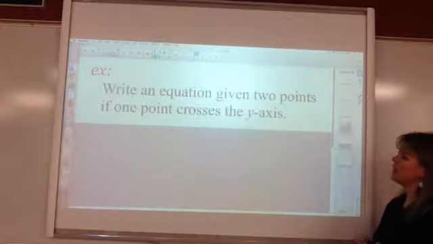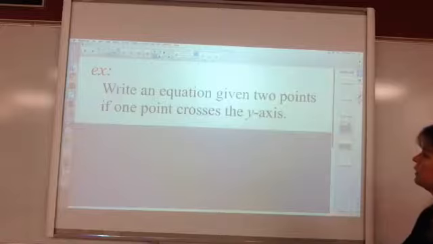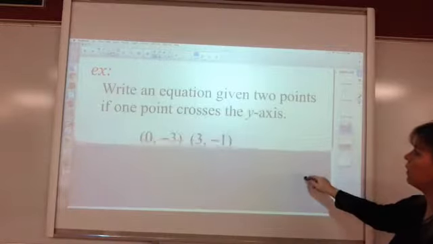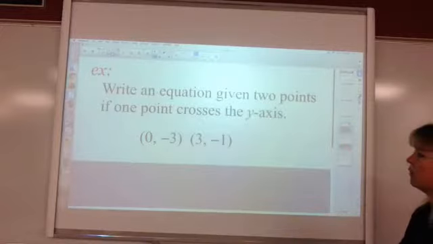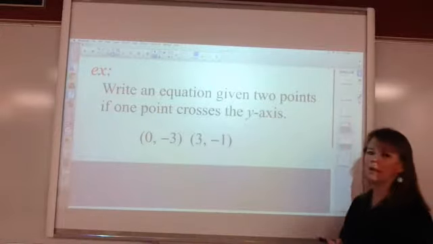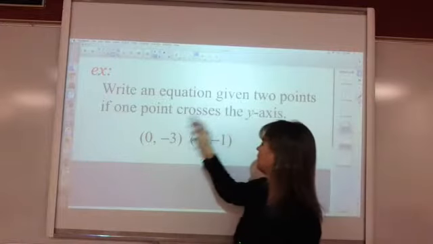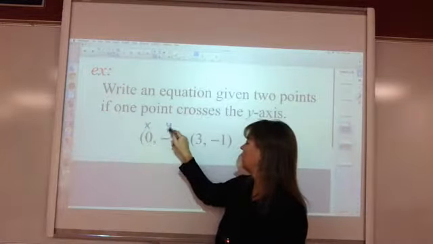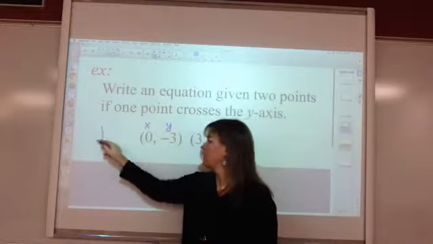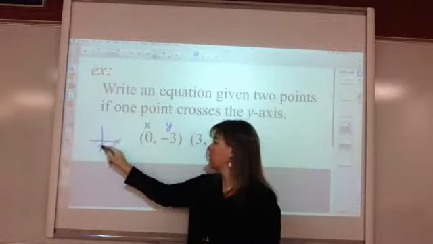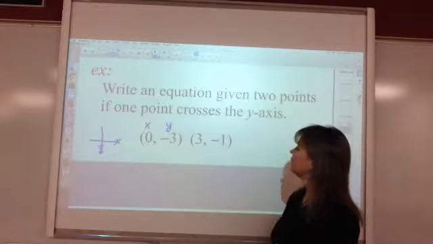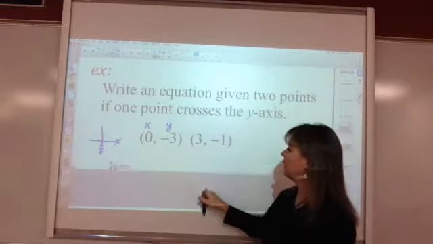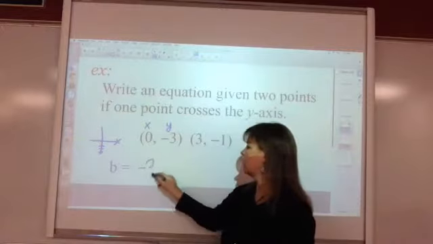After that, we have to write an equation given 2 points if one of the points crosses the y-axis. Take the time to write this down, write the 2 points. You know by looking at it which one crosses the y-axis. We've done intercepts before. If your x is 0, that means it didn't go left, it didn't go right. All it did was go down 3. There's your y-axis. That point crosses the y-axis, that's automatically the y-intercept.